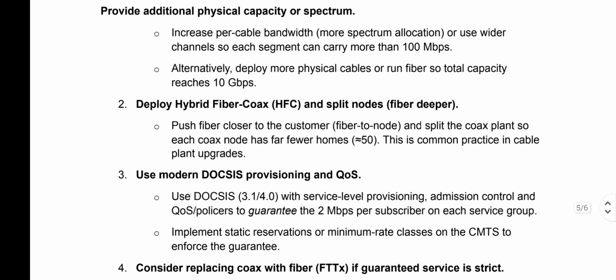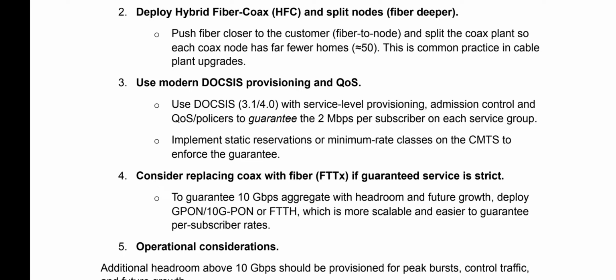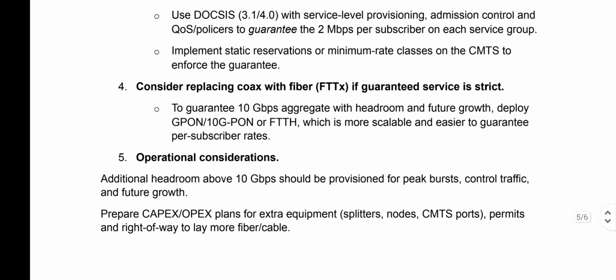Next, we need to deploy hybrid fiber coax, HFC, and split the nodes, that is, fiber deeper. Push the fiber closer to the customer and split the coax plant so each coax node has few homes. This is common practice in cable plant upgrades. Next, use modern DOCSIS provisioning and QoS. Implement static reservations or minimum rate classes on the CMTS to enforce the guarantee. Next, consider replacing coax with fiber, FTTx, if guaranteed service is strict.